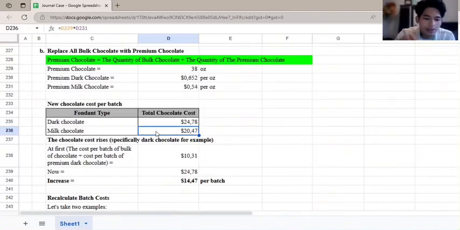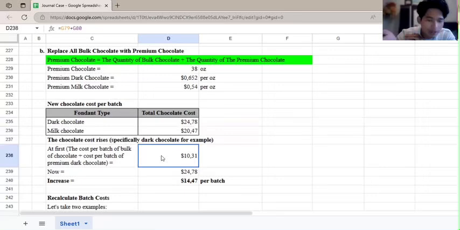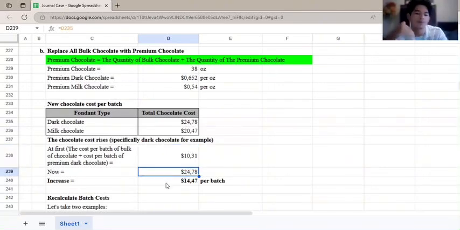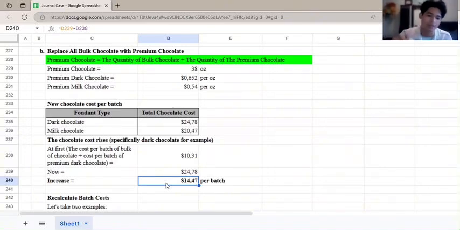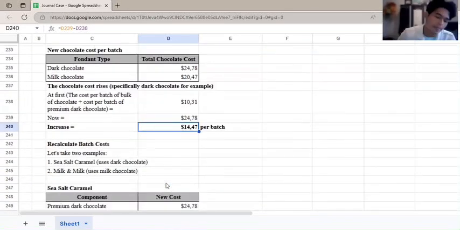For this, the cost is rising a lot. If we look at the previous one, the cost of the dark chocolate, for example, was $10.31. But now the dark chocolate is $24.78. So the increase is around $14.47 per batch, which is a significant increase. Okay, next.